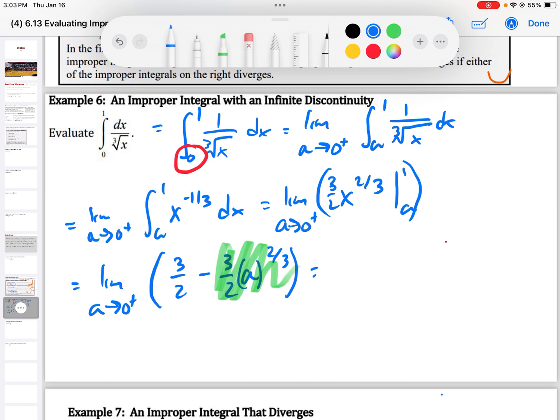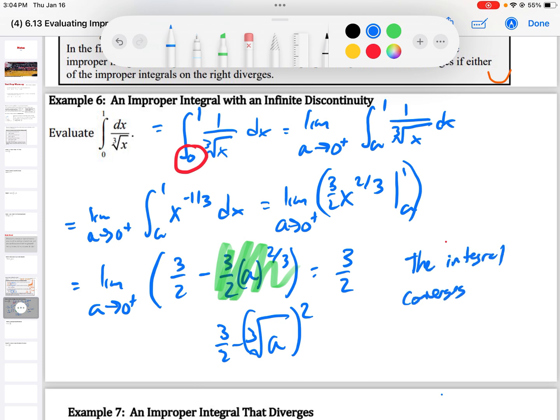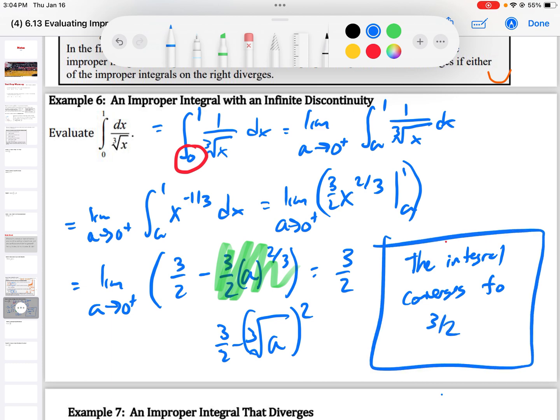I might want to rewrite that as 3 over 2 minus the cube root of a, squared. Now as a approaches 0, the cube root of 0 is just 0. 0 squared is 0, so it'll just be 3 over 2. So I would say the integral converges to 3 over 2.